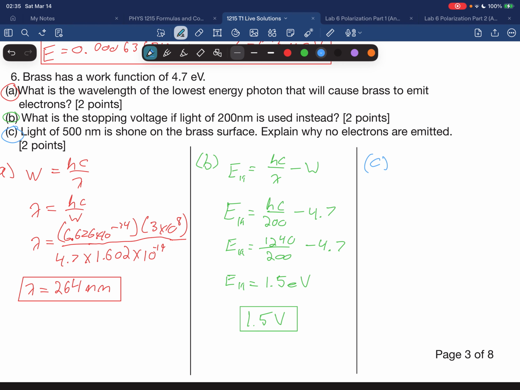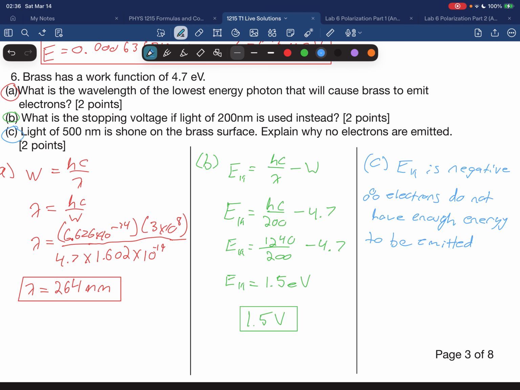Lastly, for C: light of 500 nanometers is shone on the brass surface. Explain why no electrons are emitted. Now, you can do the calculation, and you can see that EK is negative if you calculate it. So therefore, electrons do not have enough energy to be emitted.